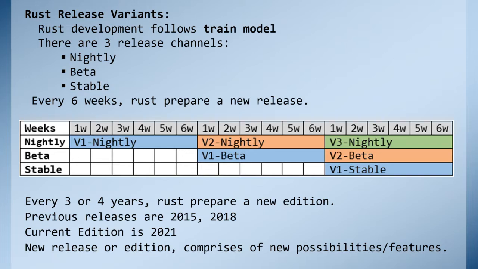Every 3 or 4 years, Rust prepares a new edition. The previous editions are 2015 and 2018, and the current edition is 2021. Every new release or edition comprises new possibilities or features and many more.